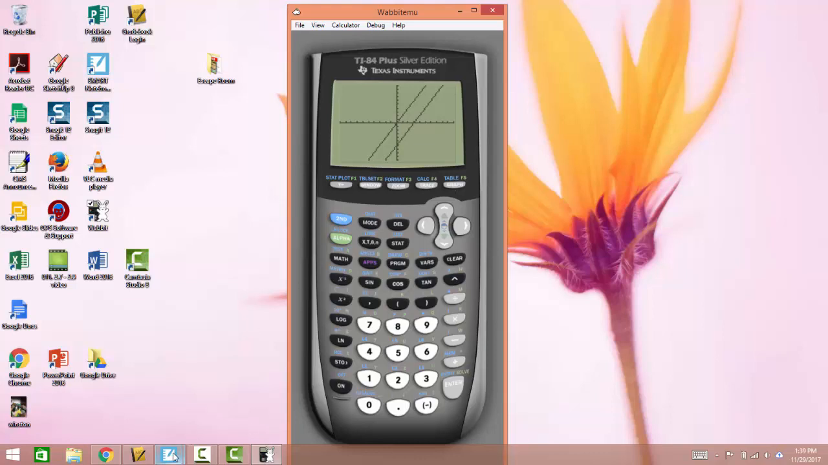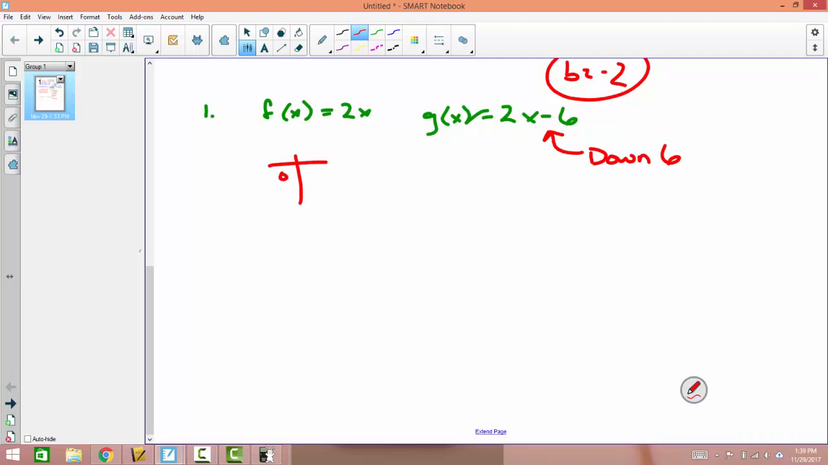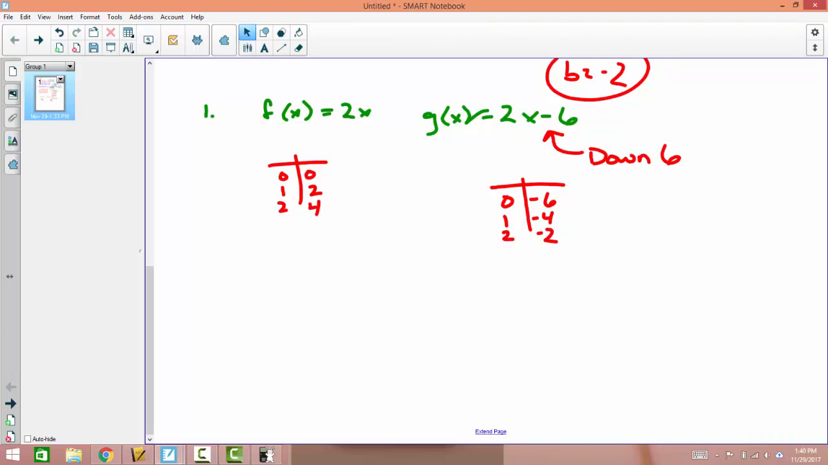So the transformation of this means down 6. If you want, you could make tables of each. So this would be 0 giving you 0, going up by 2. And this would be 0 giving you negative 6, going up by 2. So it'll always be 6 below the first one.